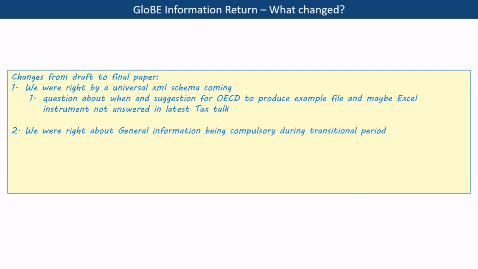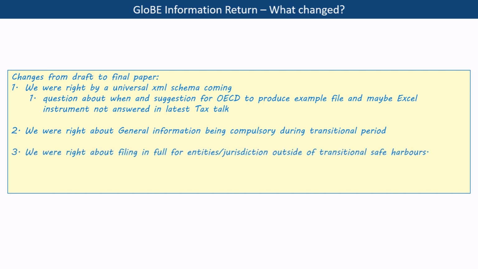The second thing is that we were right about saying that the general information will be compulsory to file during the transitional period, even if there are transitional safe harbors. And thirdly, obviously, we were right about saying that when you file for entities, you do need to always fill in the entity and jurisdiction information besides the transitional safe harbors.